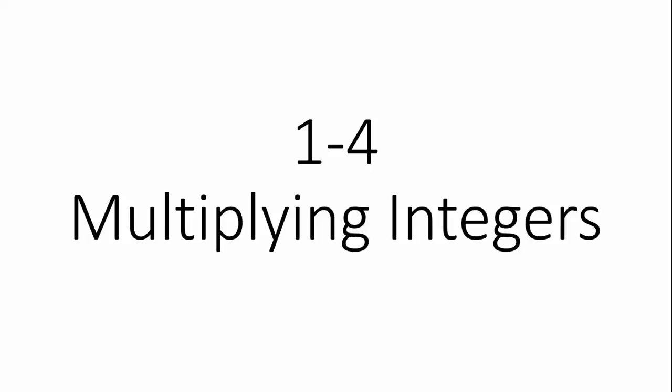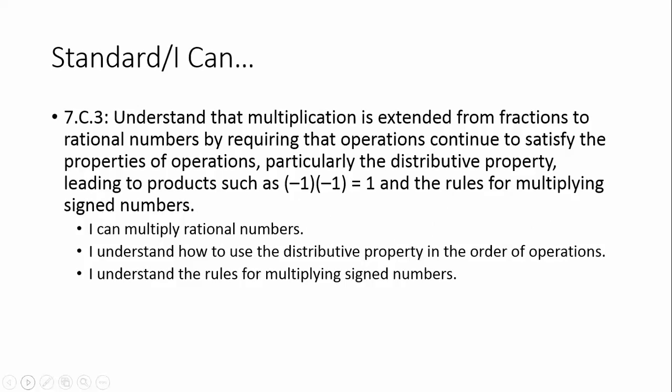Section 1.4 is titled Multiplying Integers. So our standard here is 7C3, to understanding that multiplication is an extension from fractions to rational numbers by requiring that operations continue to satisfy the properties of operations, particularly the distributive property, leading to products such as -1 times -1 equals 1, and the rules for multiplying signed numbers, and that's where we'll focus today.